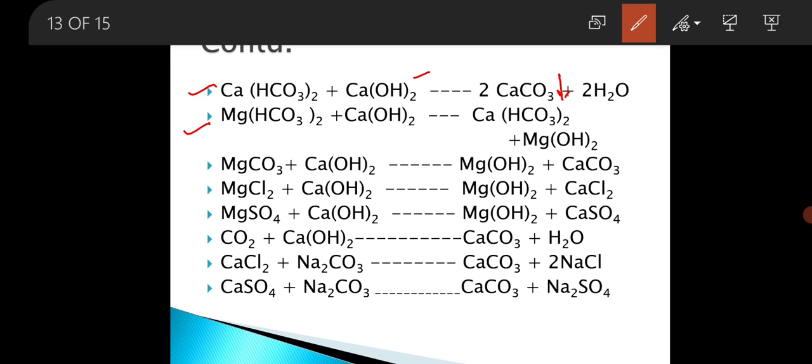Similarly, this one is the carbonate hardness of magnesium. When this reacts with lime, it will form carbonate hardness of calcium, that is Ca(HCO3)2, which is calcium bicarbonate, and Mg(OH)2, this is magnesium hydroxide, which is insoluble.